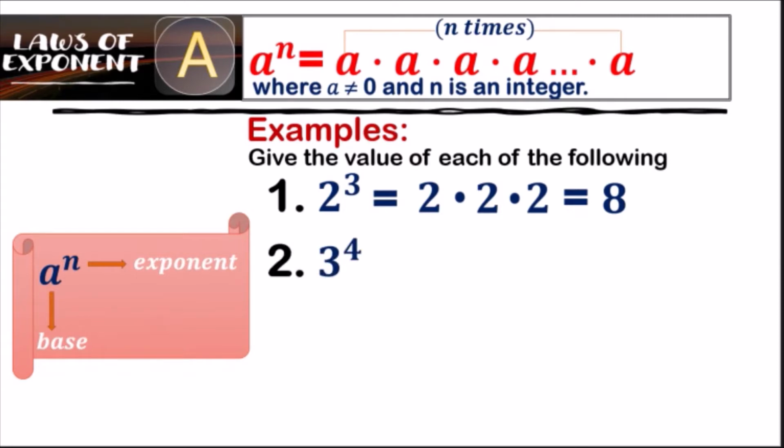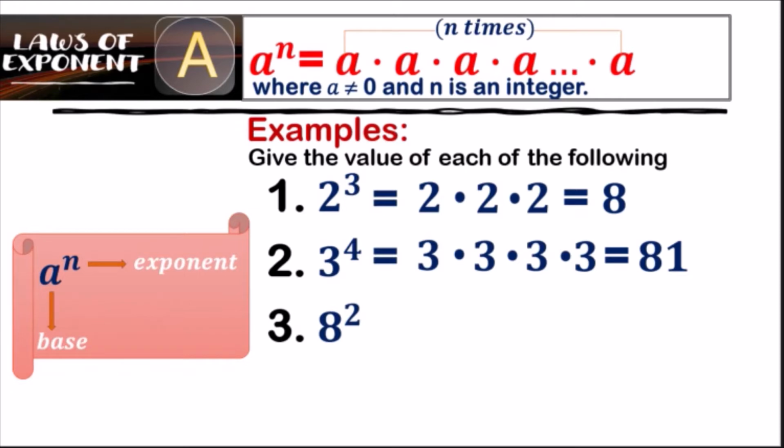Number 2, 3 raised to 4. That means we are going to multiply the base 3, 4 times. We have 3 times 3 times 3 times 3, which is 81. Therefore, 3 raised to 4 is equal to 81.